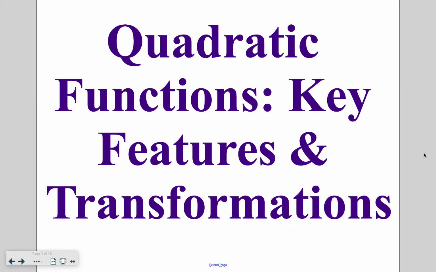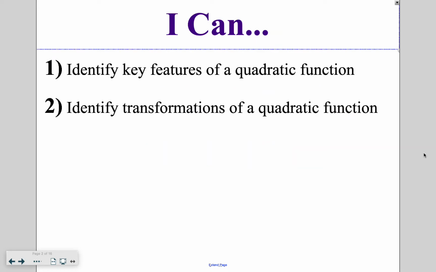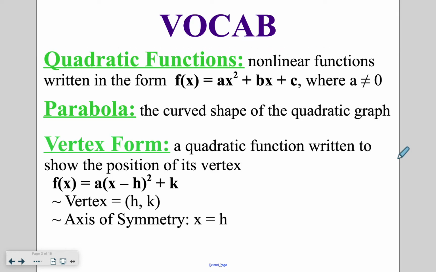Hello class, and welcome to today's algebra lesson, which is about quadratic functions, their key features, and transformations. By the end of today's lesson, you will be able to identify the key features of a quadratic function, as well as identify transformations to these functions.